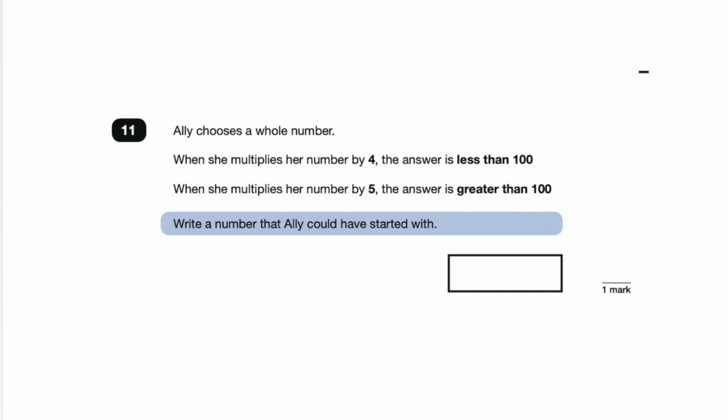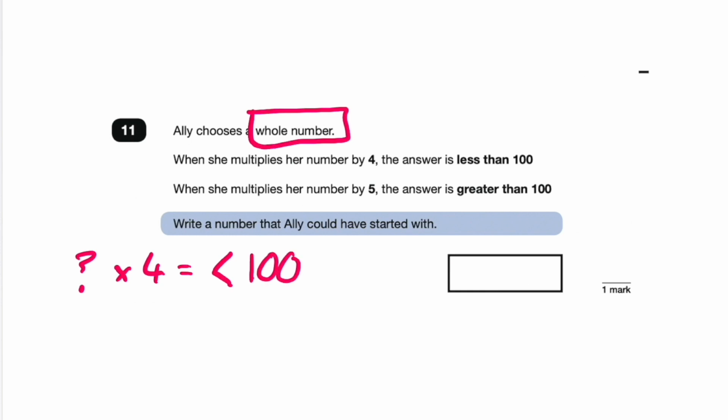Ali chooses a whole number. When she multiplies her number by 4, the answer is less than 100. When she multiplies her number by 5, the answer is greater than 100. Write a number that Ali could have started with. Okay, we've been given loads of information here. So we know that she's chosen a whole number. That's our first clue. Then we know that when she multiplies her number by 4, so let's put a question mark for her number, we get an answer that is less than 100. But then, when she multiplies her number by 5, she gets an answer that is greater than 100.